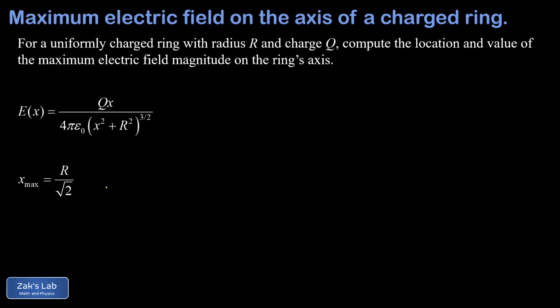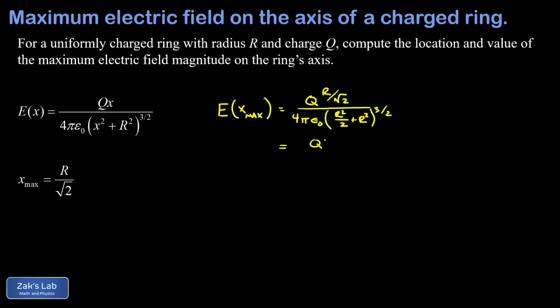So now that we found this value of x where the electric field is maximum, we want to take x max and plug it back into the formula for electric field to find the maximum value of the electric field's magnitude. In other words, we're computing E of x max. So replacing x in this numerator with r over square root of 2, we get Q r over square root of 2 divided by 4 pi epsilon 0. And then we have an x squared, that's going to give us r squared over 2 plus r squared to the 3 halves.